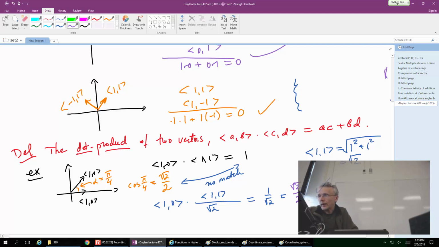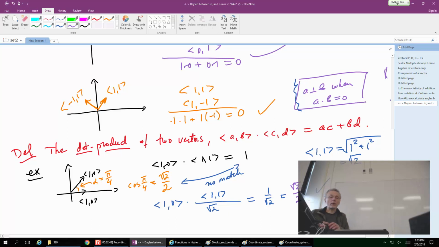Okay, so it does work out. We had plenty of examples. Let me state what I stated a minute ago: A is perpendicular to B when A dot B is equal to 0. So that's when you don't have to normalize. That's one important observation. In fact, it works both ways. So not just if, but if and only if.